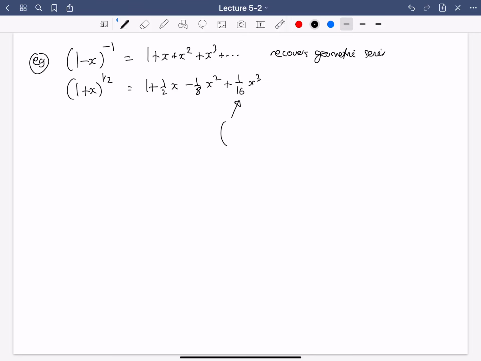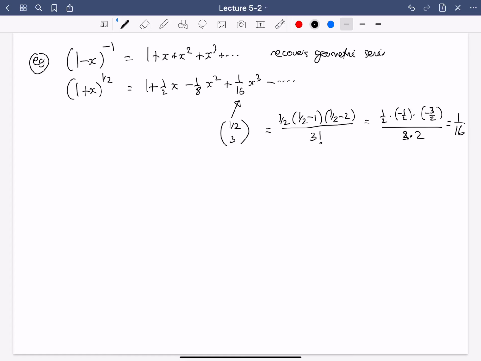So we're doing half choose 3, that generalized binomial coefficient. So let's calculate. That's alpha, alpha minus 1, alpha minus 2. I've got 3 numbers multiplied together, then I've got to divide by 3 factorial, right? So I've got a half times minus a half, and then the next one we've got minus 3 over 2. And I'm dividing by 3 times 2. But the 3's are going to go. And it looks like I've got 1/16. Yes, I got it right, and so on.